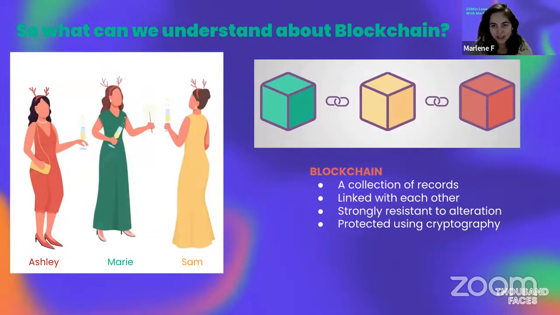So to summarize a bit, to put everything back together, the reason why we call this technology blockchain is that it is a collection of records. As I said, each transaction gets recorded in each block. That's why it's called a block, and it records transactions, recorded data. And when the transactions are happening between users, they are linked to each other. So there's this safety between the different users that are recording each other's transactions. And it's very strong, resistant to alteration, and it's protected using very complex cryptography.